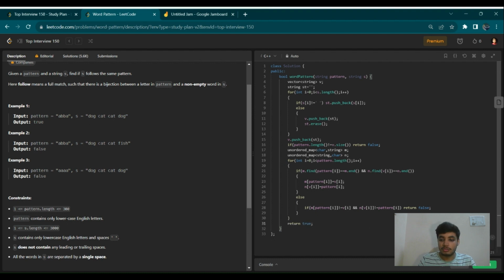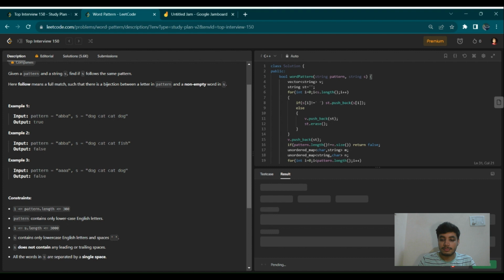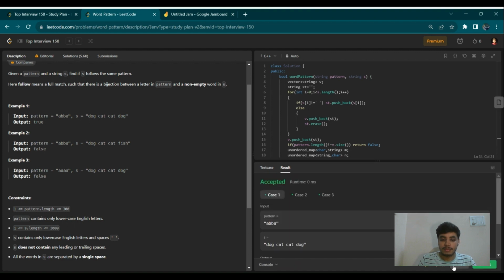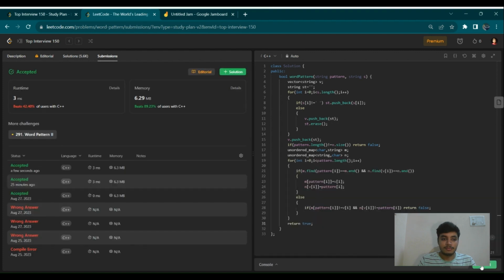So now let's run this code. Okay, so this is accepted. Now let's submit this code. Okay, so this is successfully submitted. So this is the question for today. This is a very interesting and important question from our series on maps, in which we are generally using maps. So this is for today. Thank you all.